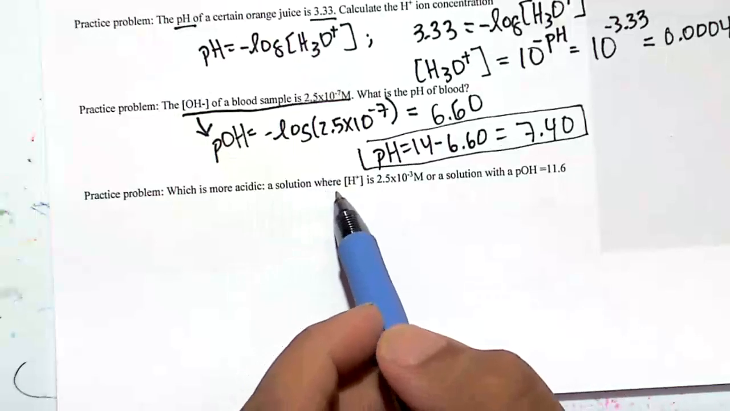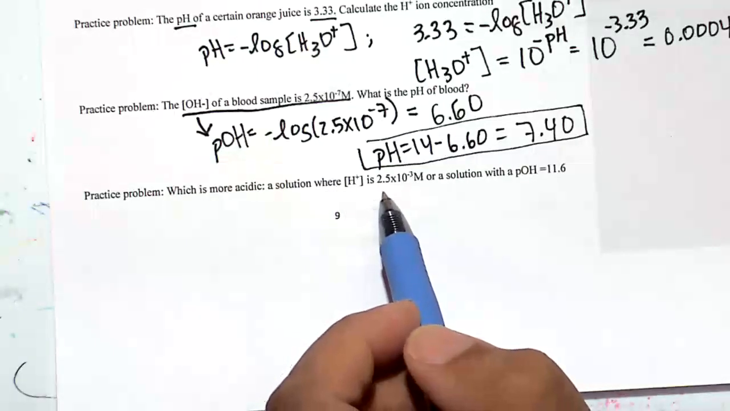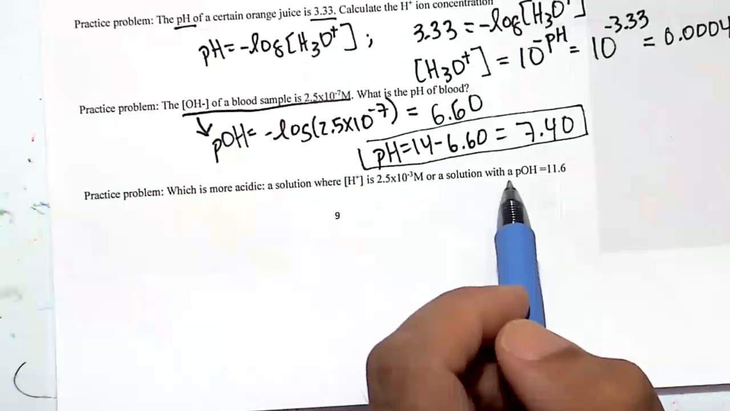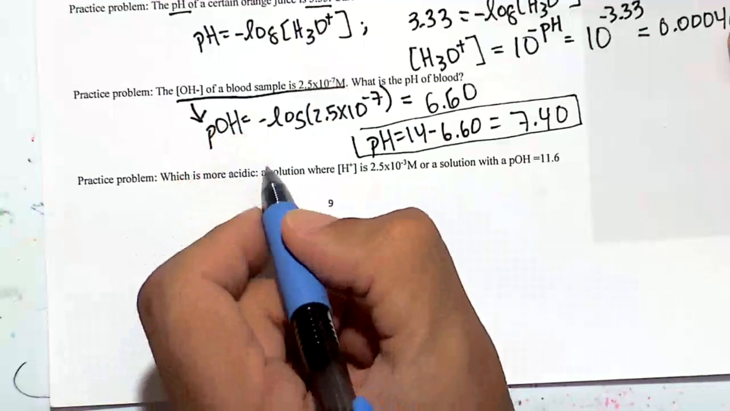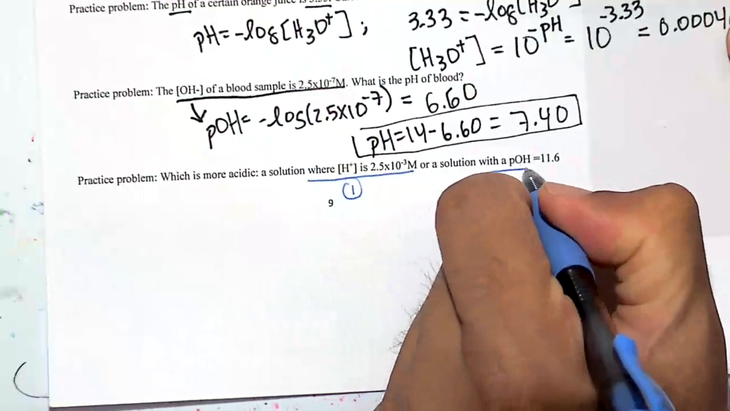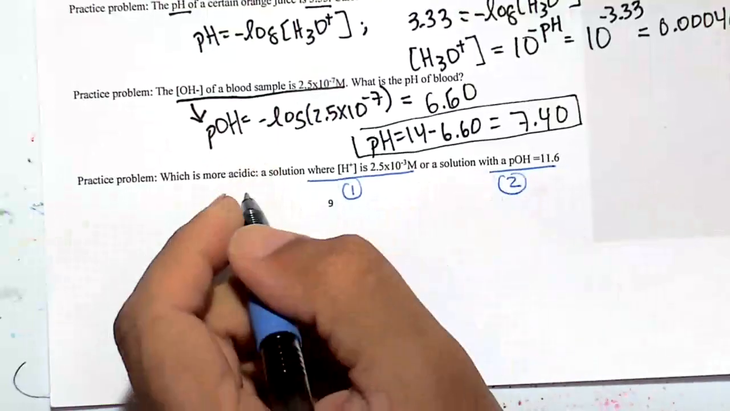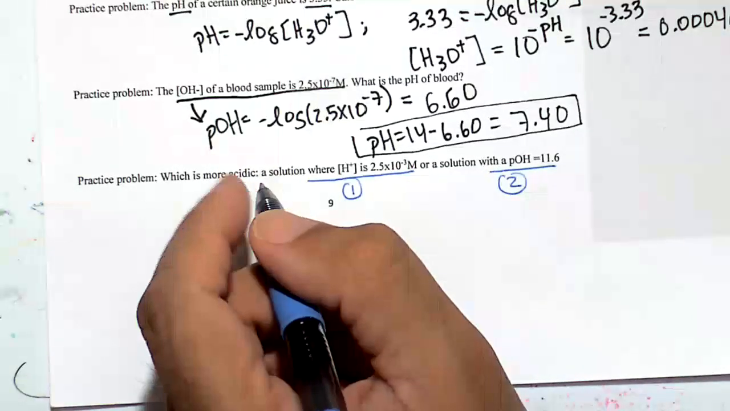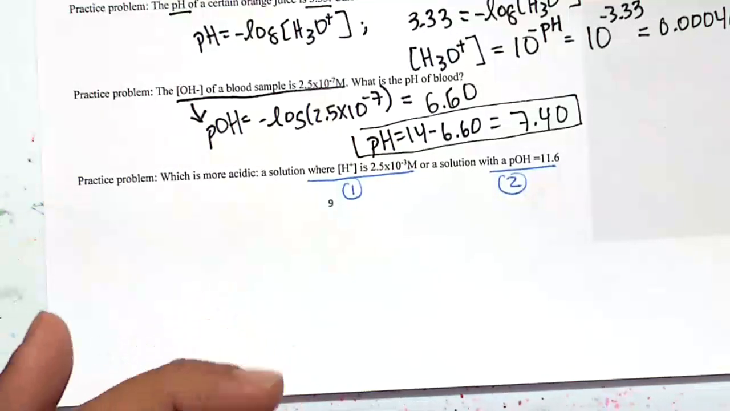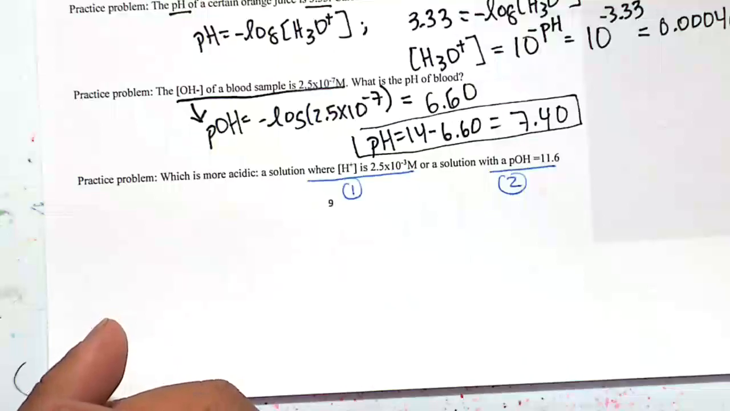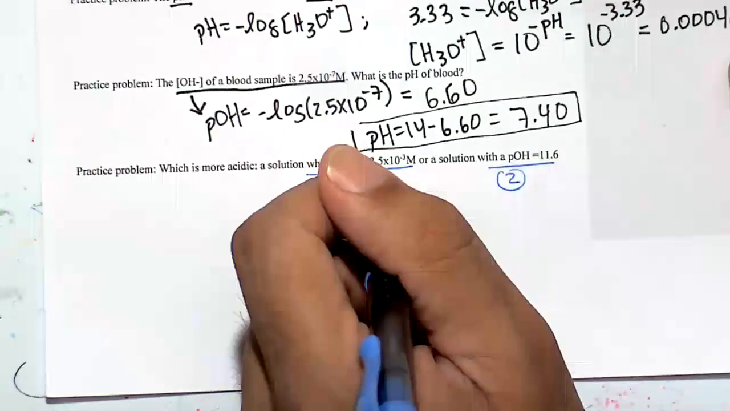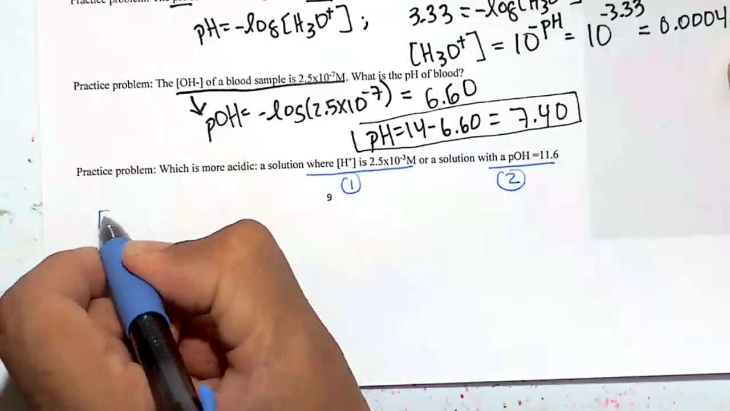Which is more acidic, a solution where the H+ concentration is 2.5 times 10 to the minus 3 molar, or a solution with a pOH of 11.6? So we have two solutions here. I'll call this solution 1, and I'll call this solution 2. So what do you think is more acidic? More acidic means more H+. If you're more acidic, you have more H+ in the solution. So the higher the H+ concentration, the more acidic it is.